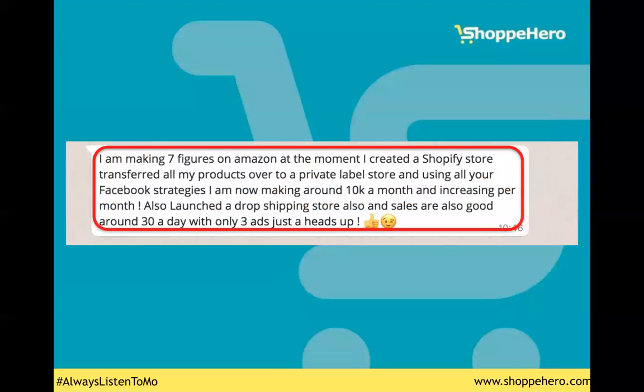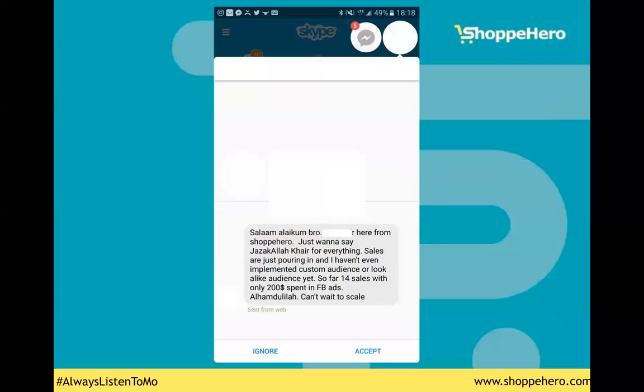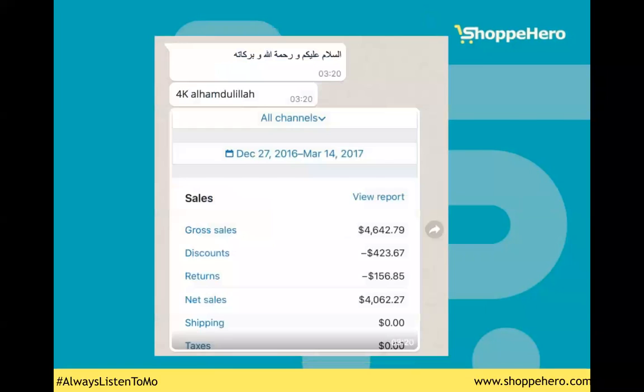Here are some more results again. They were actually super green. They knew nothing about Facebook, none, zilch, nothing. Here you go again, 14 sales, 200 spent. So that's making a bunch of money. And this person, by the way, is doing way more now. Most of the students are doing way more than this.